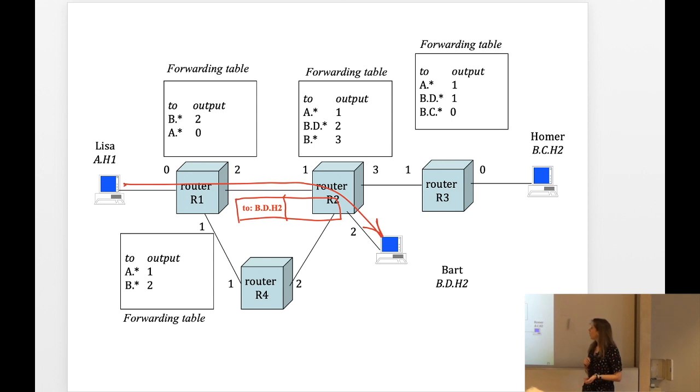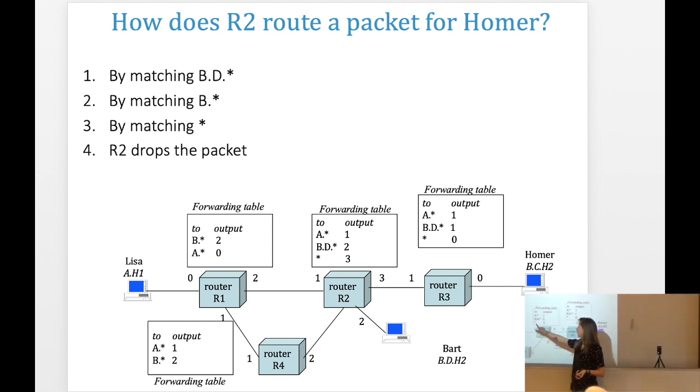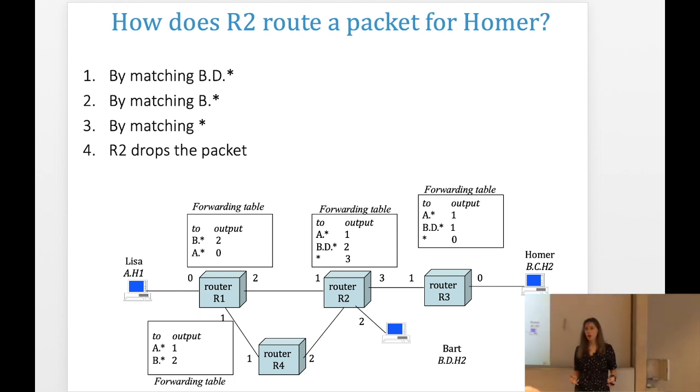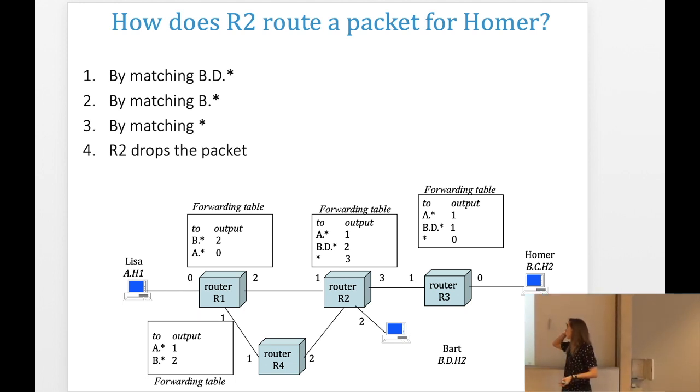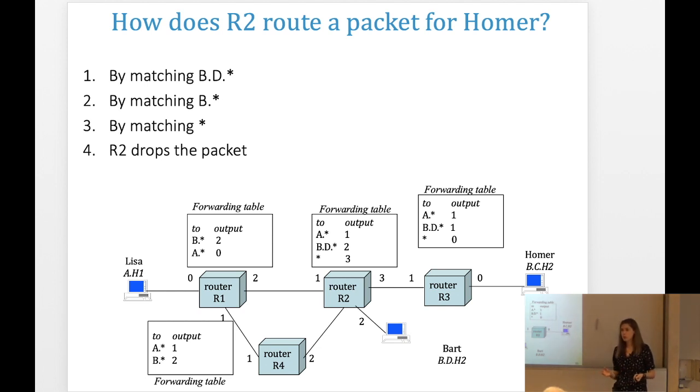How do you think R2 would route a packet for Homer? Does someone want to answer that? So now we changed the routing table at R2, so we don't have a B here, we have a star. Star means anything possible. So it would be the default gateway, the default output option. And so in this case, b.c.h2 will not match with b.d, it will not match with A, so it will go to interface 3, to the default gateway.